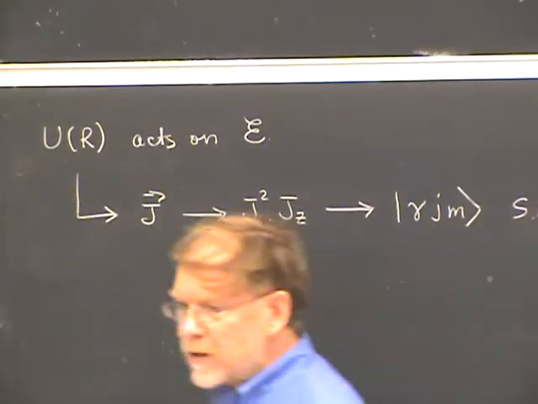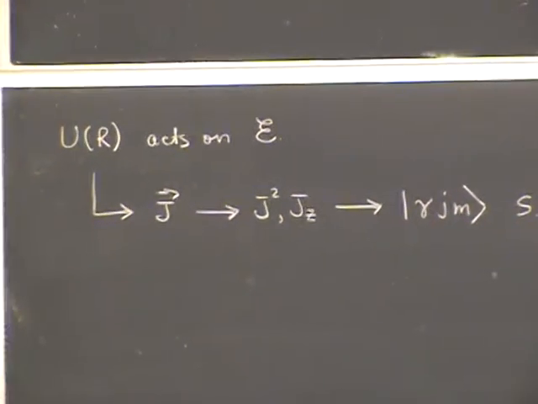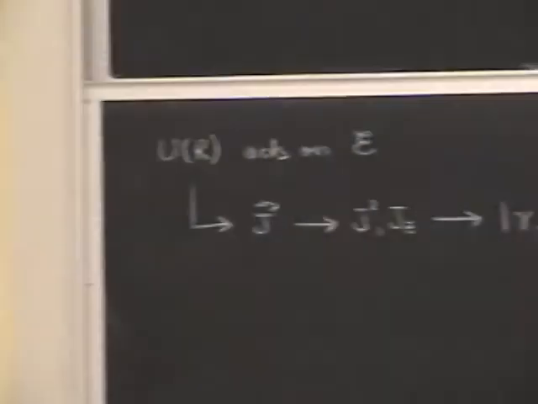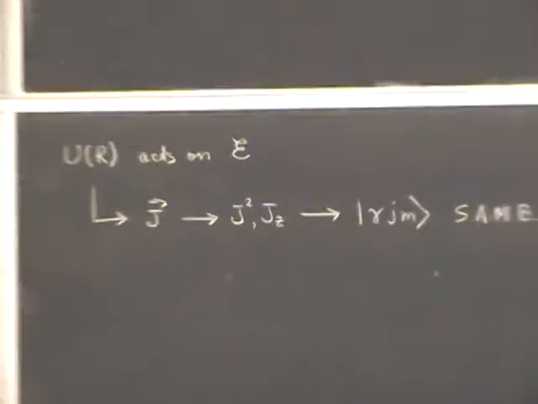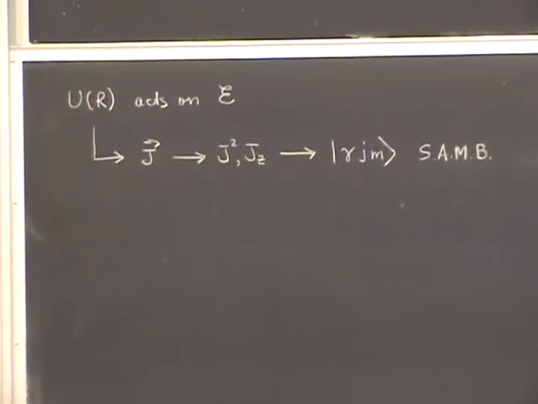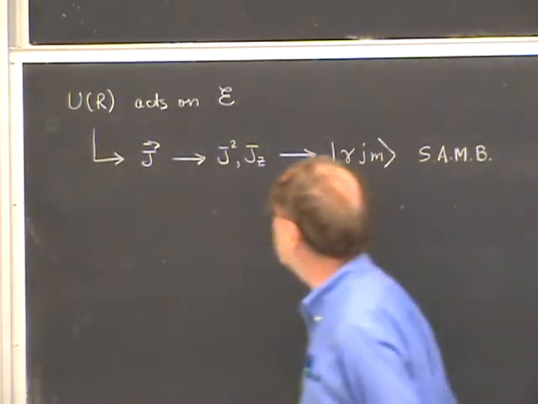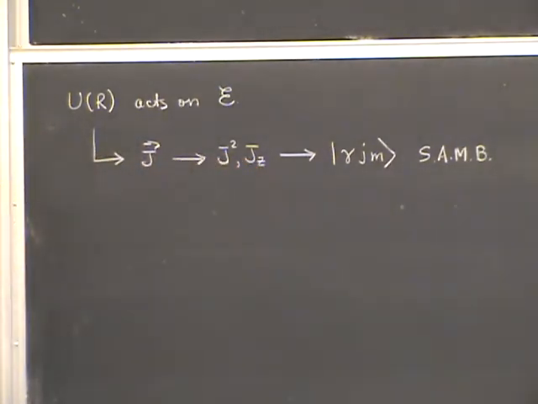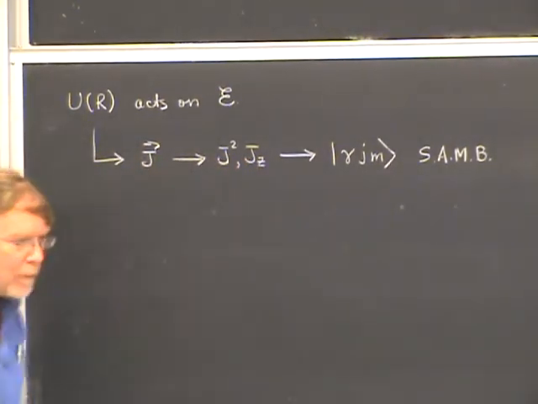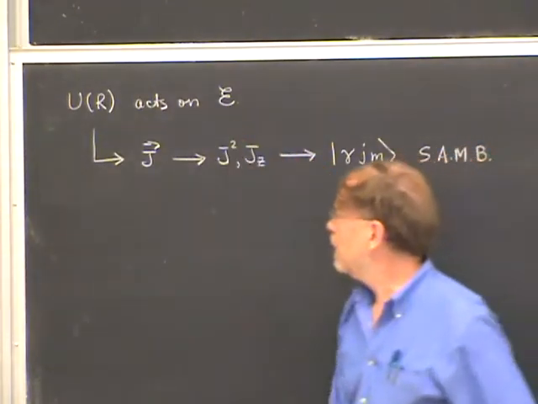At the end of the hour last time, I just began the beginnings of a new topic, which concerns the Wigner-Eckart theorem and irreducible tensor operators. It's kind of a long story, and this is the most mathematical part of the whole course, so please bear with me. In any case, the context is that we have a unitary representation of rotations acting on a tensor space, which I call E.